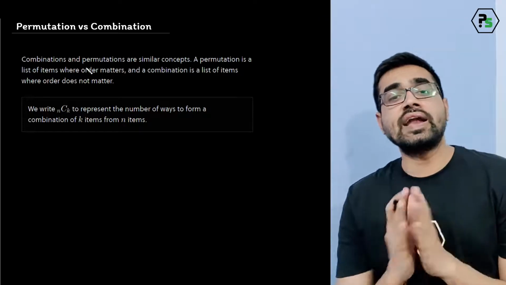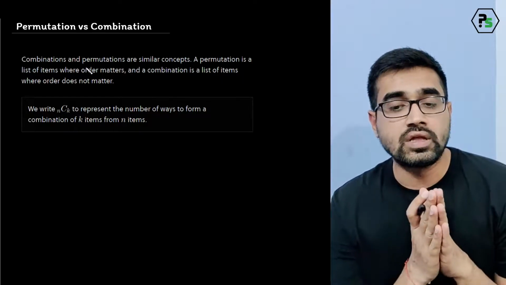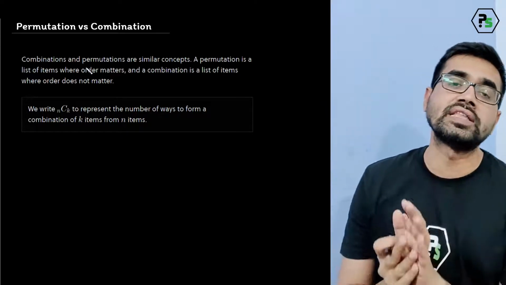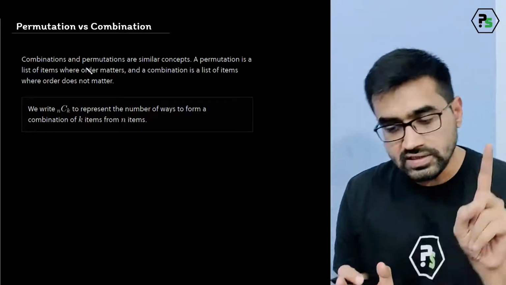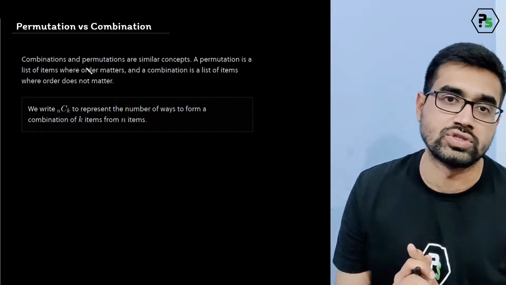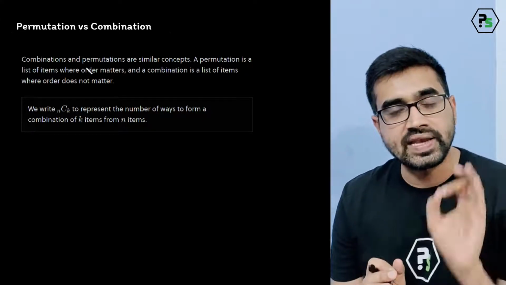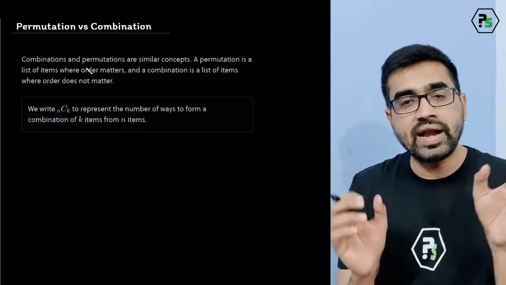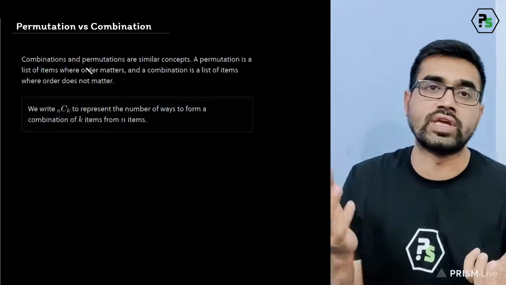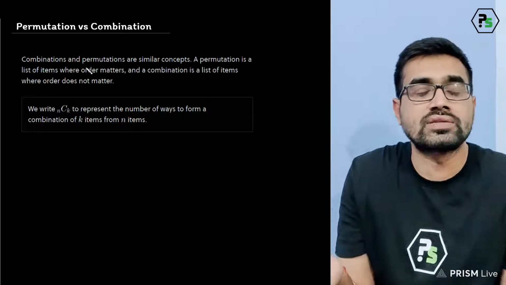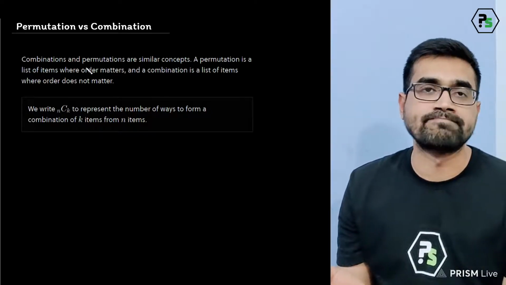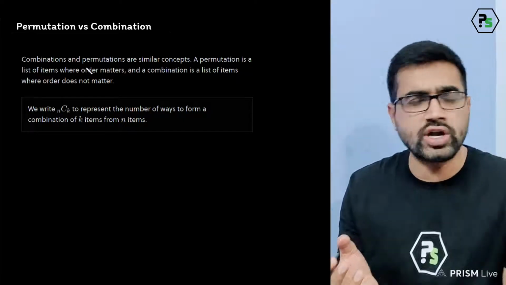So understand that in combination, you are just selecting things without considering the order. This is what I wanted to teach you in the last question. It doesn't matter in the last question which cookie I get or in which order. I don't worry about it. I just have to get chocolate cookies and butter cookies.